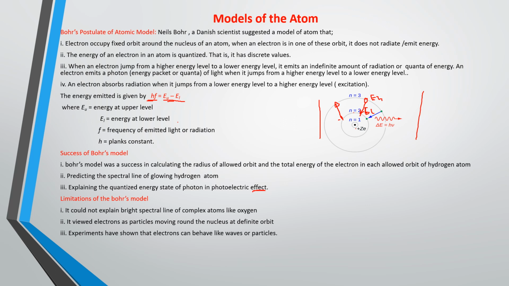One, it could not explain the bright spectral lines of complex atoms like oxygen. Two, it viewed electrons as particles moving around the nucleus in definite orbits. Then three, experiments have shown that electrons can behave like waves or particles. Okay, so these are some of the limitations of Bohr's model.